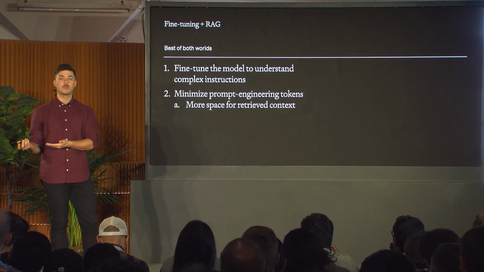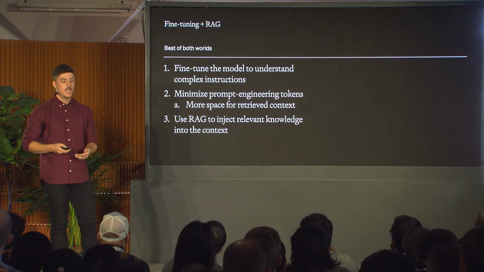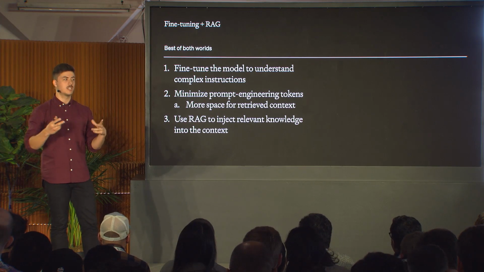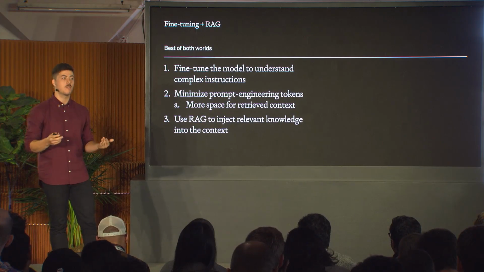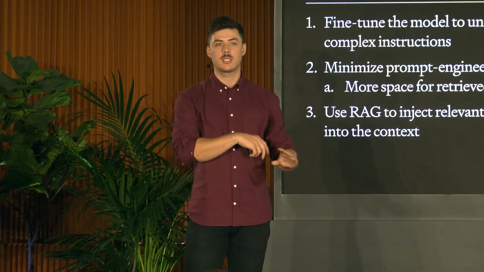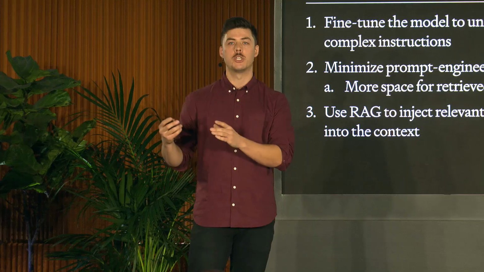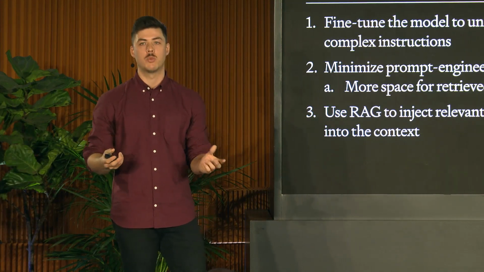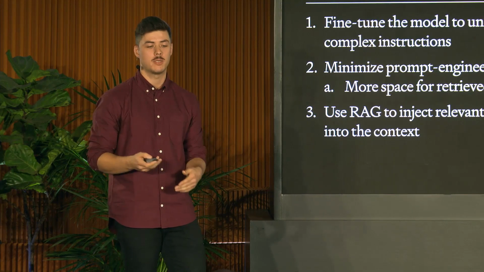And this means that you have more space for retrieved context. And so you can then use RAG to inject relevant knowledge into the context, and the context that's available has essentially been maximized at this point. Now, of course, you have to be careful not to oversaturate the context, as some of it might have spurious correlations with the actual problem that you're trying to solve, but it essentially opens up room in the context window to be used for more important purposes.